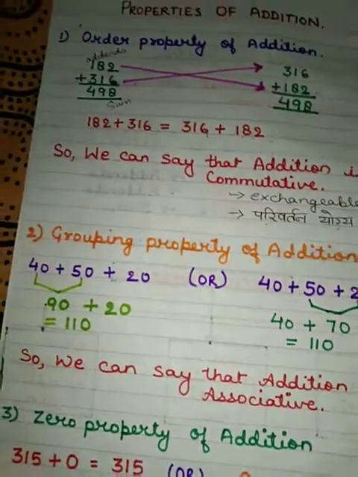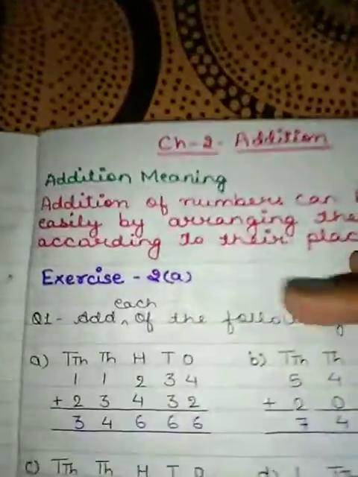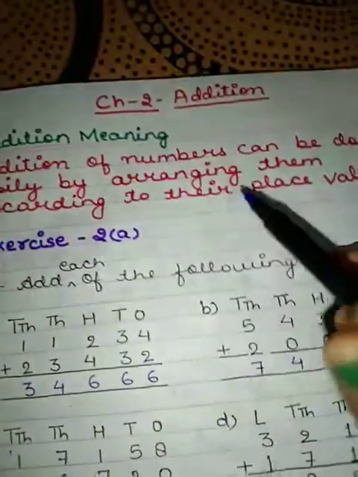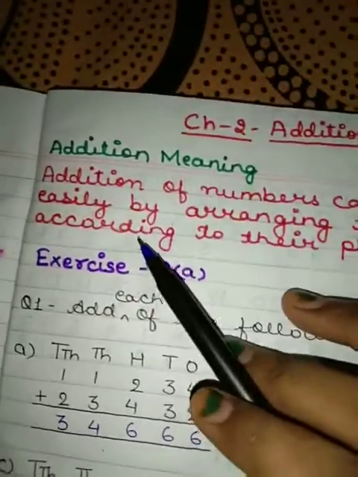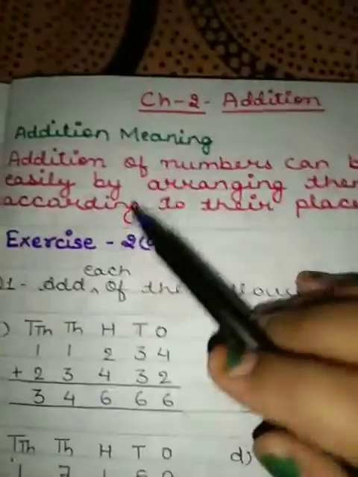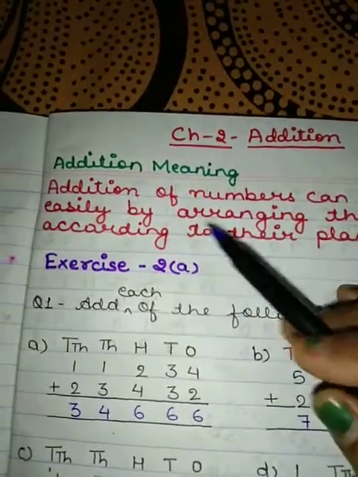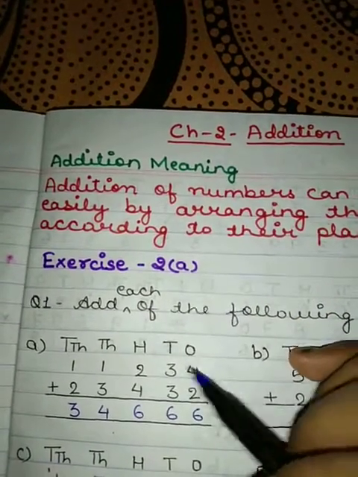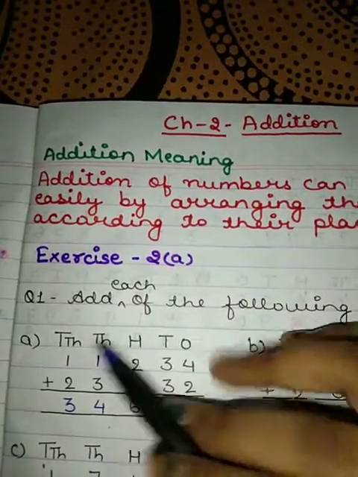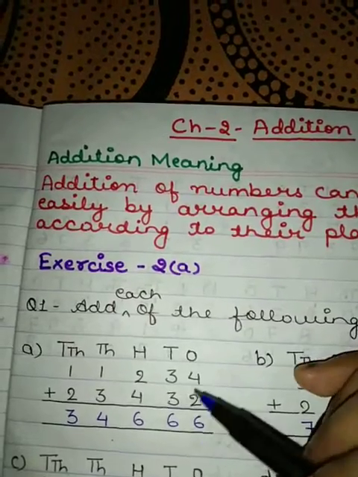Now we will see addition. Addition of numbers can be done easily by arranging them according to their place values. So when we are doing addition, first we arrange the addends according to their place value, then we add them.